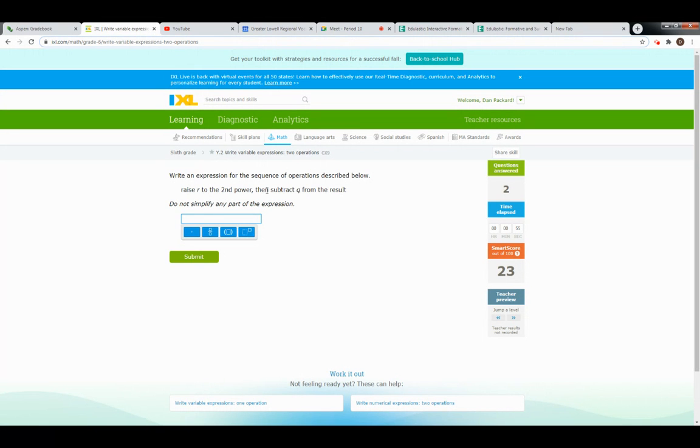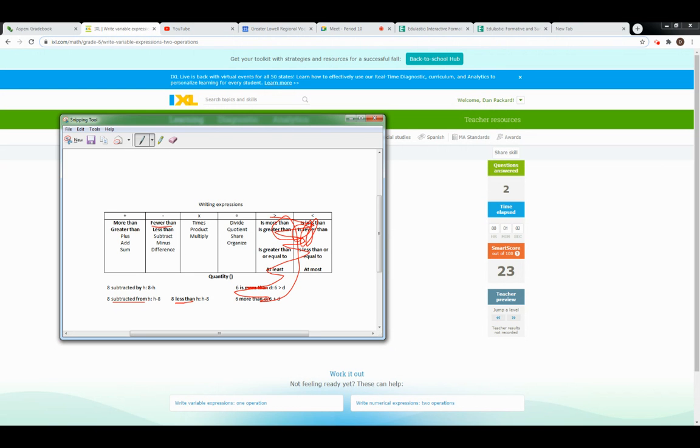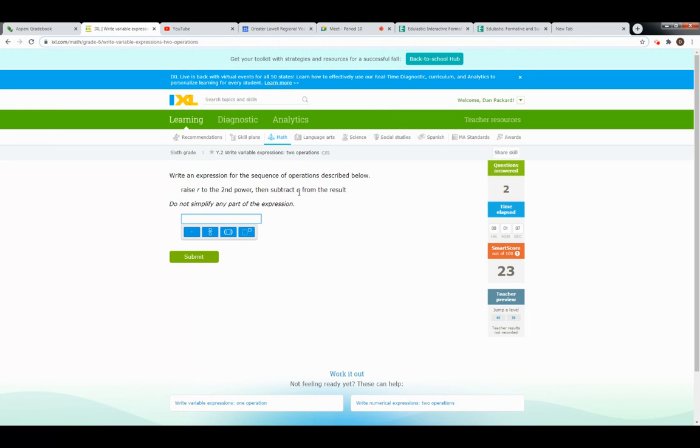Raise r to the second power, then subtract q from the result. Okay, I'm going to go back and check my notes. Subtract from means flip the order. Okay, so we have to raise r to the second power. R to the second power. Now, because it says subtract from the result, this is really saying q minus r squared. Okay, so that's r squared minus q, because it says subtracted from the result.